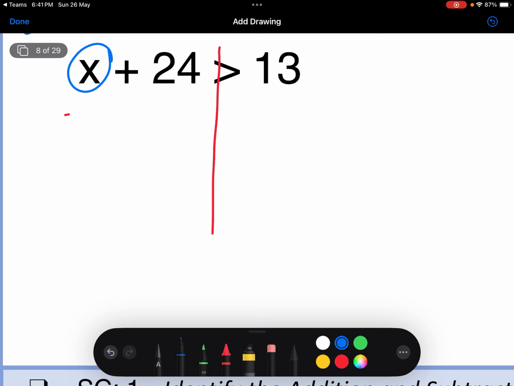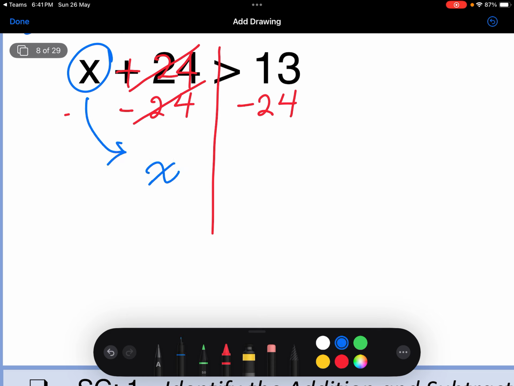In order to isolate it, I have to cancel the addition of 24. I have to use inverse operation. The inverse of addition is subtraction of the 24 on both sides. Okay? Now the 24 is cancelled. Now on the left side, I only have the x. Of course, don't forget the inequality sign.